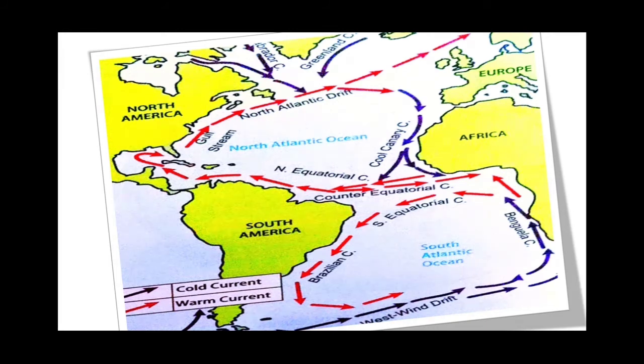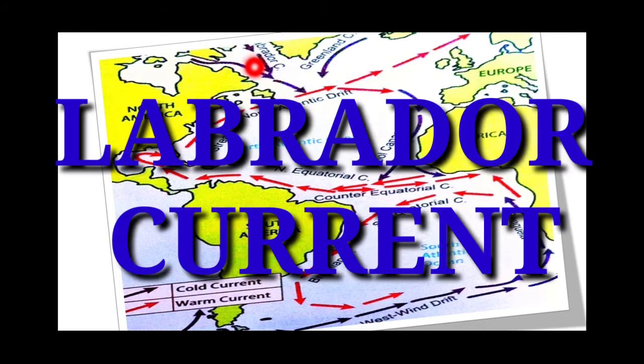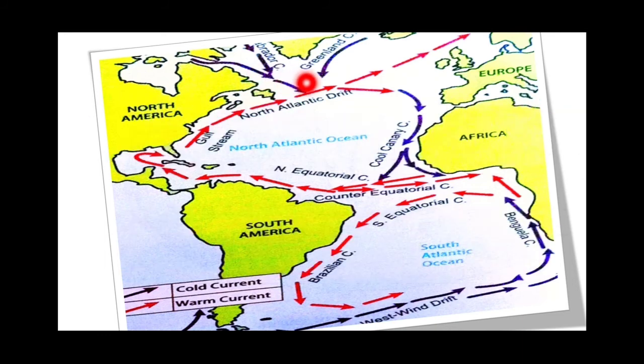The next ocean current that we are going to learn about is the Labrador current. It is a cold current. As you can see, this current is forming in the cold Arctic region and it is moving towards the equator. So this current originates in the Arctic Ocean and it flows between Greenland and the Baffin Islands.